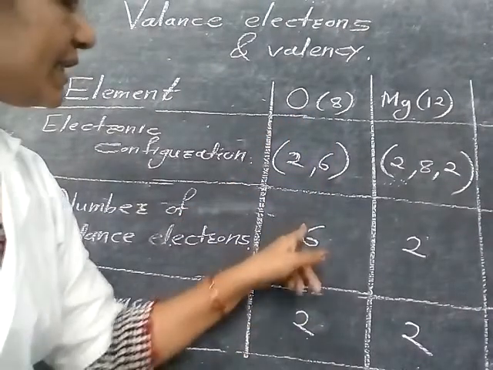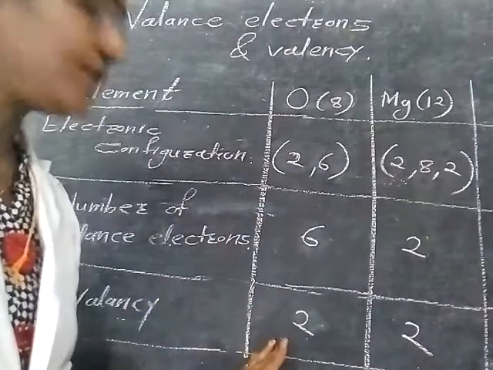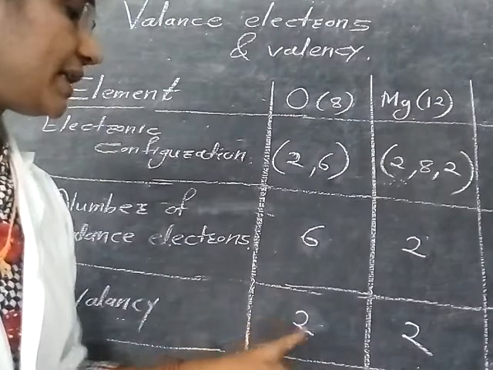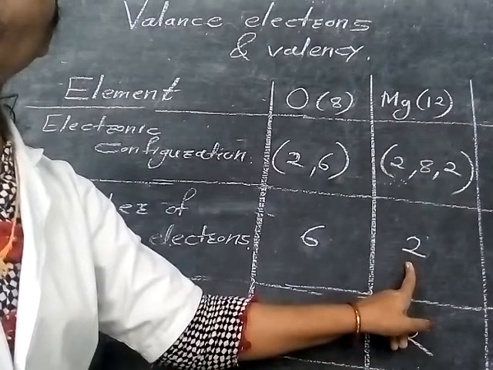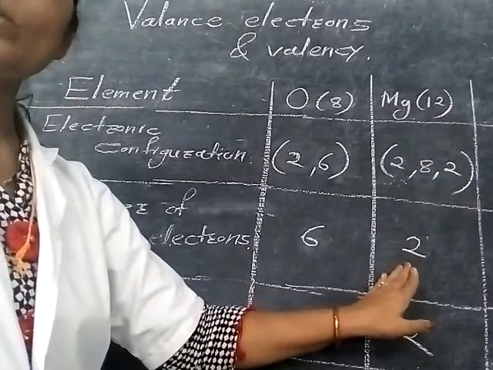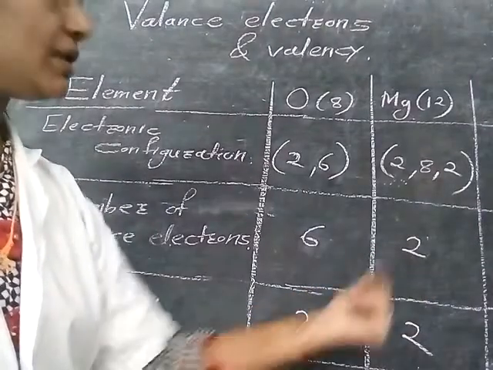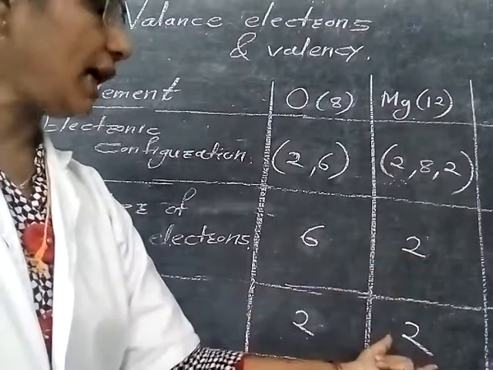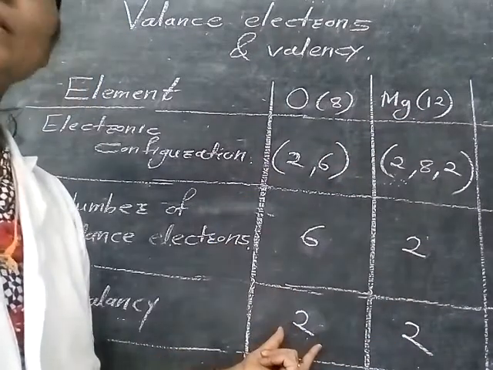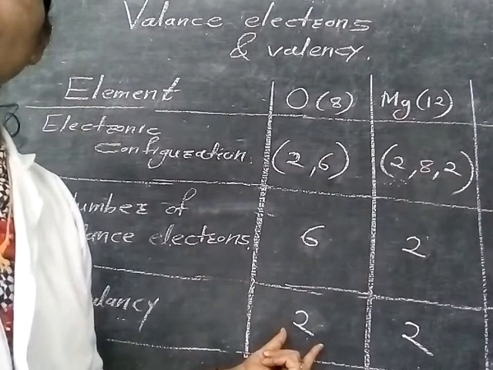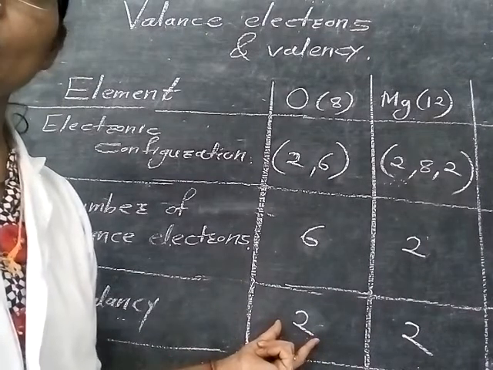Here it is not similar to the valence electrons. Valence electrons are different and valency is different. For Mg, in the outermost orbit there are 2 electrons, but it is easy to lose 2 electrons rather than gain 6, so it loses 2 electrons and becomes stable, and the valency of magnesium is 2. The valency of oxygen is also 2. In this manner we can write the valency of other elements also.